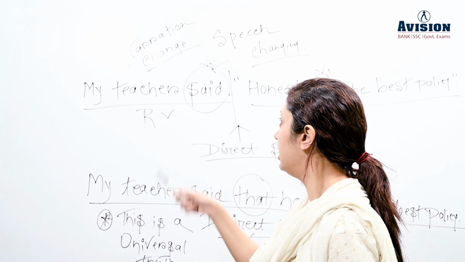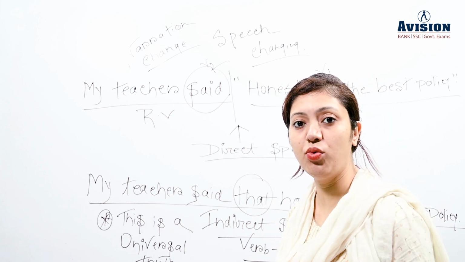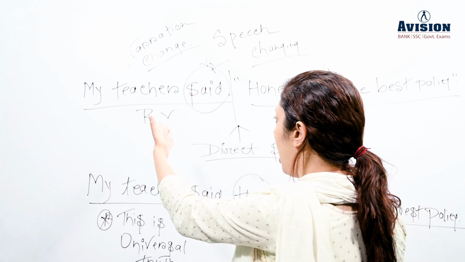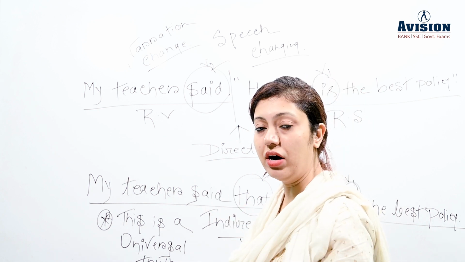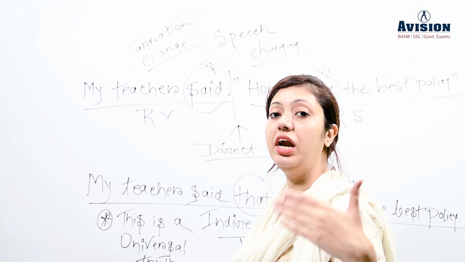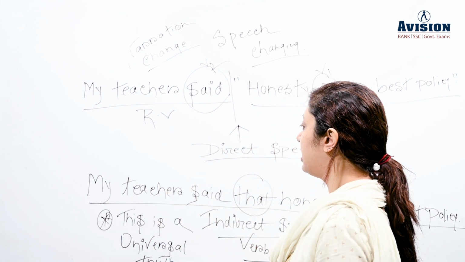As we all know, in case of narration change, there is RB and there is RS. What is RB and what is RS? Narration change এর মধ্যে RB RS থাকে. RB is reported verb or reporting verb, and in case of RS it is reported speech or reporting speech. Fine. So basically there are two sections.